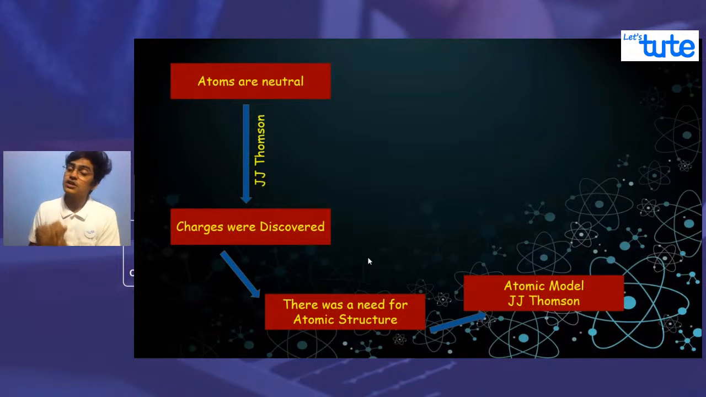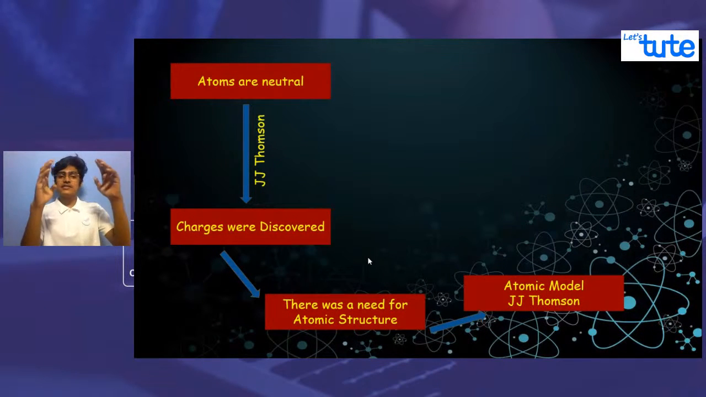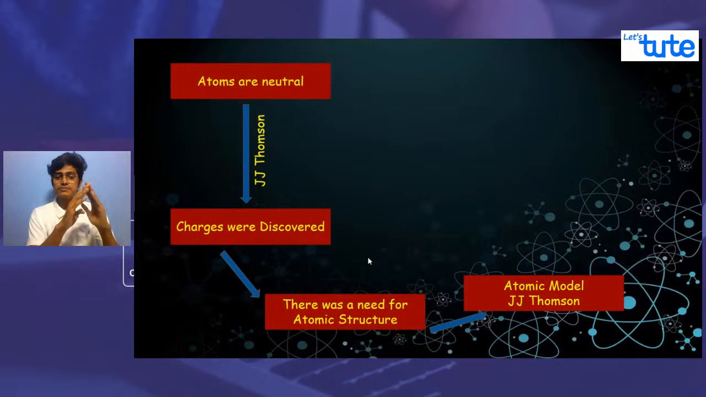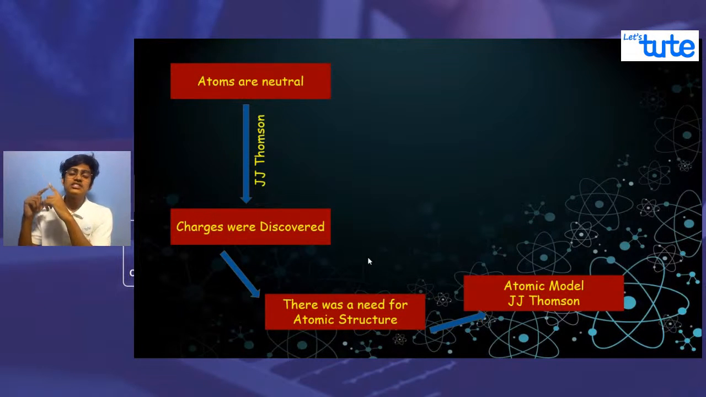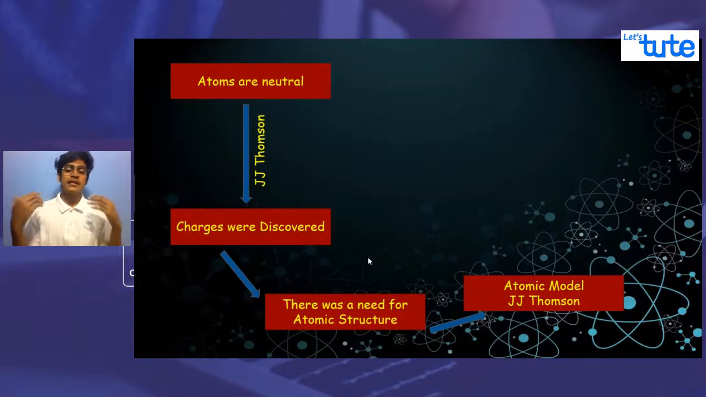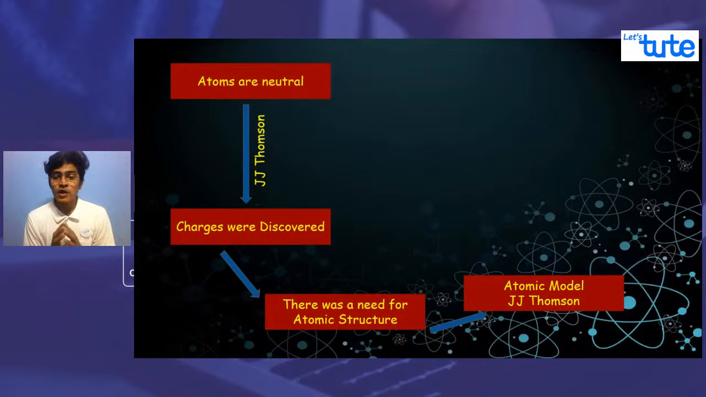J.J. Thomson was the first one again to give an atomic model of the atom. Okay, so the structure goes like this. First they thought that atoms are neutral. Then charges were discovered. Then there was a need to know what the actual atomic structure is. And then there was J.J. Thomson who proposed an atomic structure. He compared the whole atomic structure to a Christmas pudding.